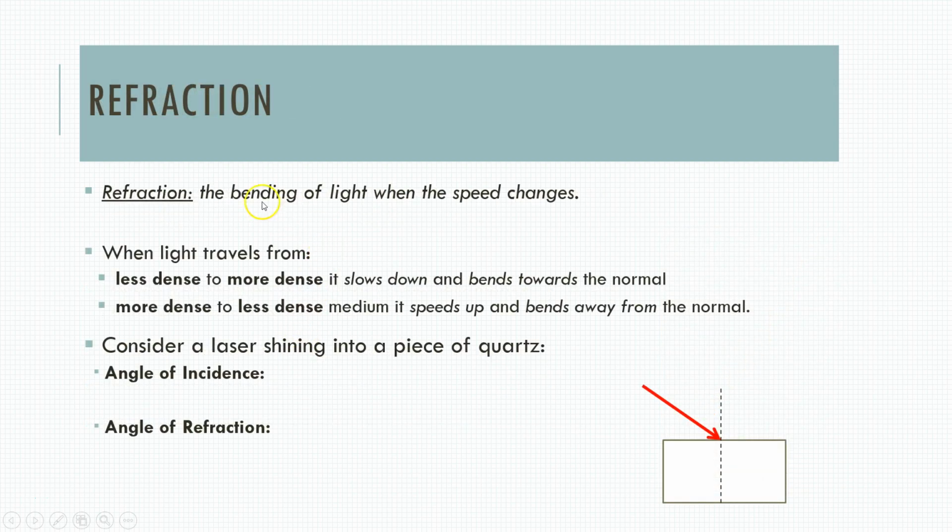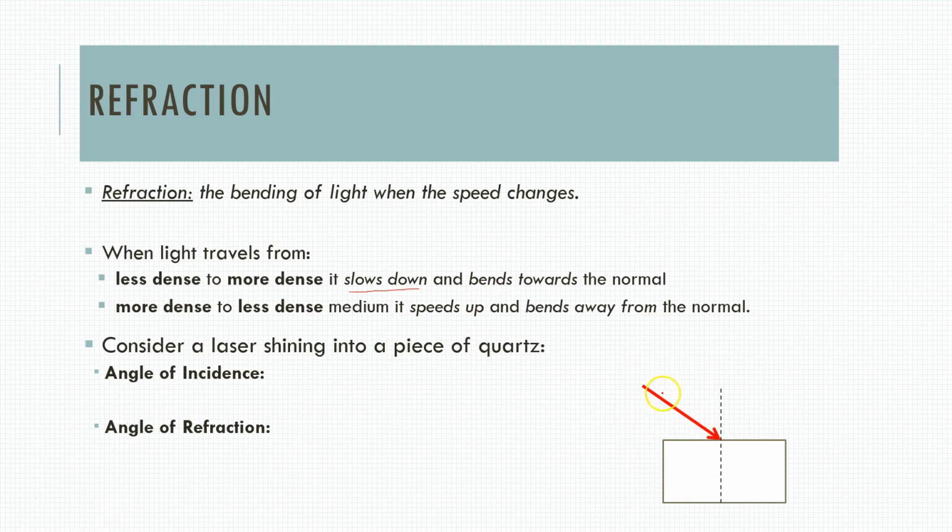Now, this bending of light is called refraction. So refraction is the vocabulary word for bending of light. Whenever you have light traveling from a less dense to a more dense medium, it's going to slow down and it's going to bend toward the normal. So here's a picture of this. Let me see if I can show you over here.